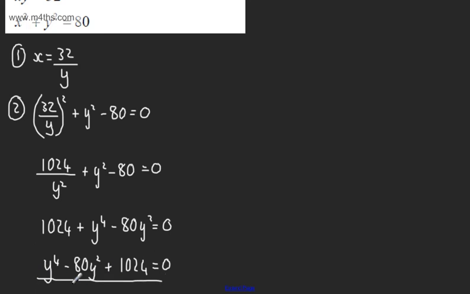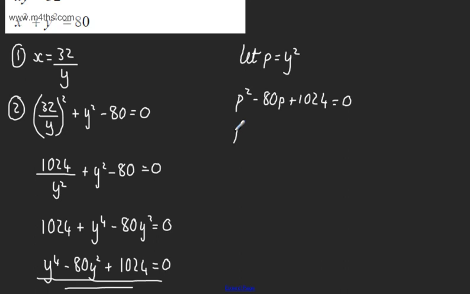Now we can factor this like we factor a quadratic, or you could use a substitution and let p be equal to y squared. So if we did, we would have p squared minus 80p plus 1024 is equal now to 0. We can go ahead and factor this. If we factor this, we've got p minus 16 multiplied by p minus 64 is equal to 0. So we can see from here that p will be equal to 16 or p will be equal to 64.